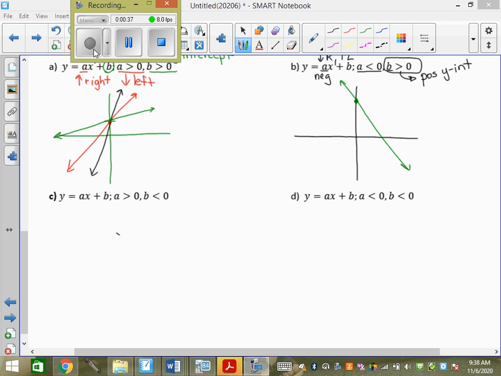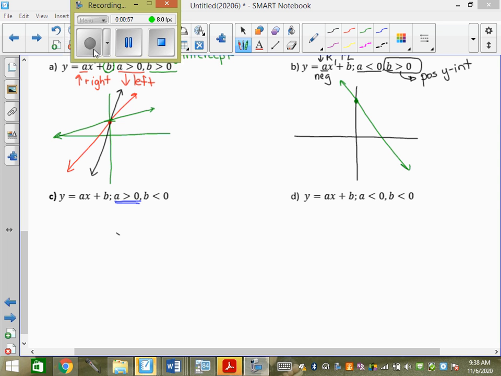Okay. What about the constant at the back? What does that give me? Do you remember? The constant at the back gives the y-intercept. So if it's positive, it's above the y. If it's negative, it's below. So for this one, I have a is greater than 0. So what does that mean?